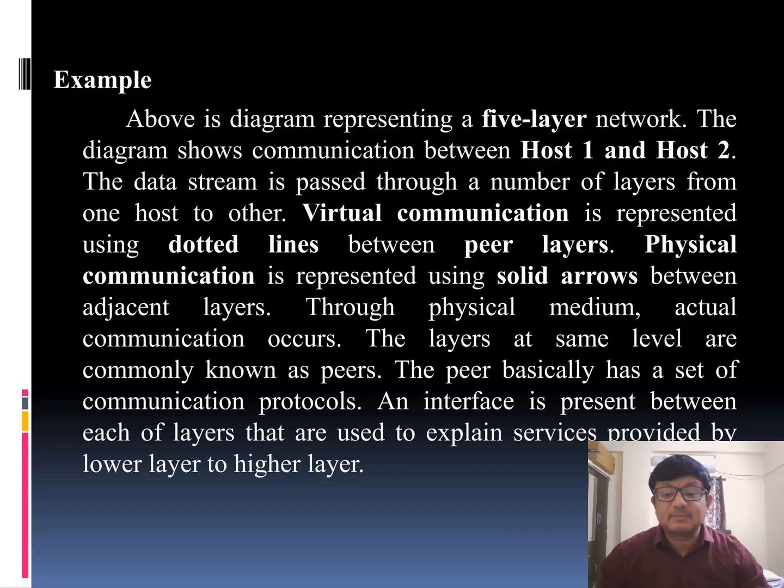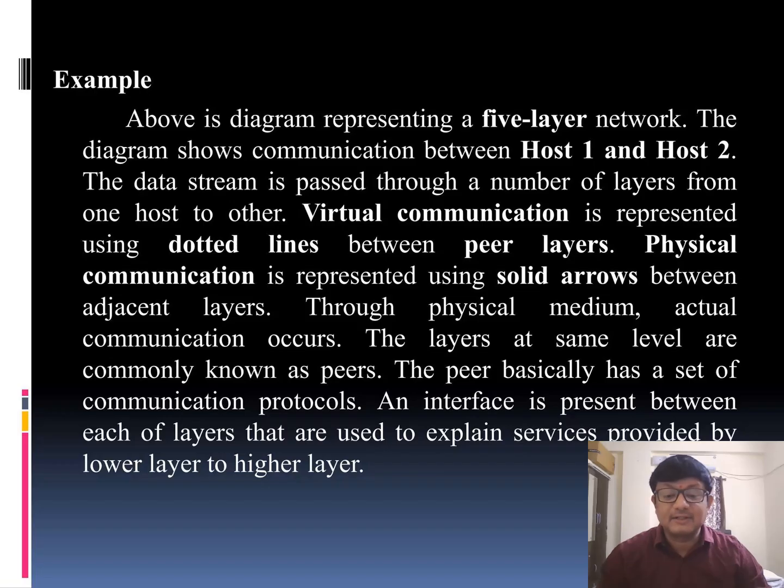Virtual communication is represented using the dotted lines between the peer layers. You can see the dotted lines; they represent virtual communication. Physical communication is represented using the solid arrows between the adjacent layers. Through the physical medium, actual communication occurs. The layers at the same level are commonly known as peers. The peers basically have a set of communication protocols.